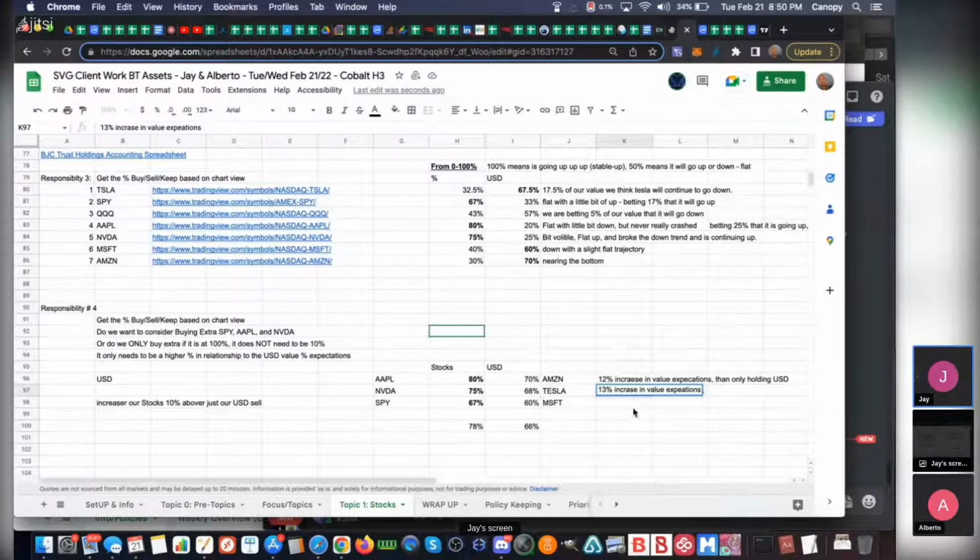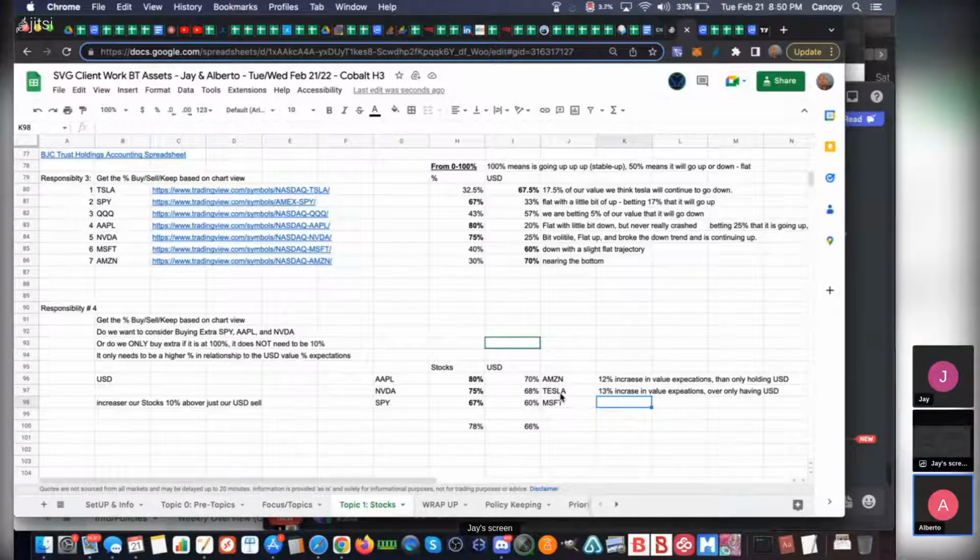11 plus 2 is a 13% increase in value expectations over only holding US dollar. If you just sell your Tesla stock into US dollar, and Tesla stock goes down, we're still going to make money, right? But if we sell our Tesla stock and turn it into NVDA or Apple, we're going to make even more money. All right, let me do this again. So 13% more than just holding the US dollar.